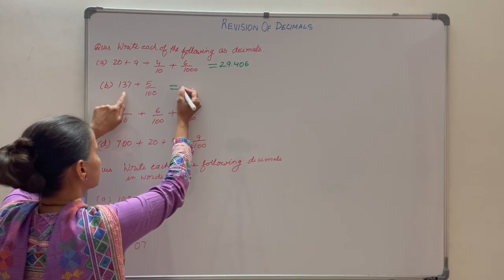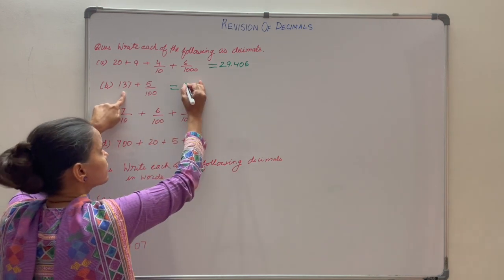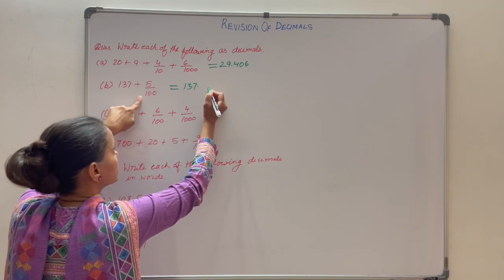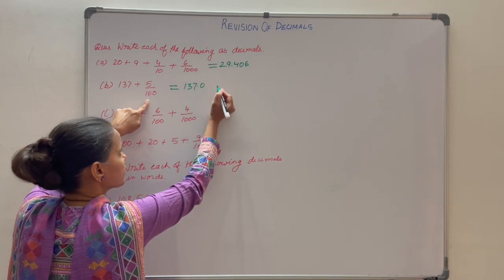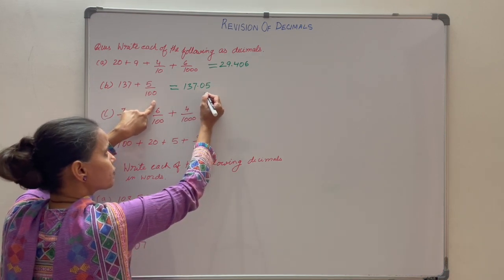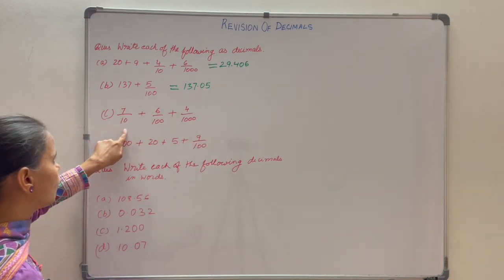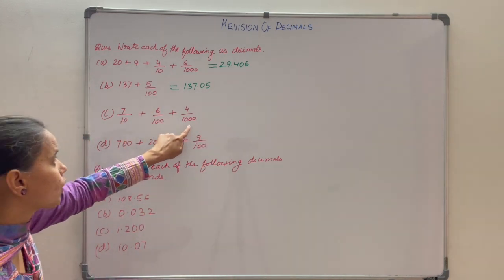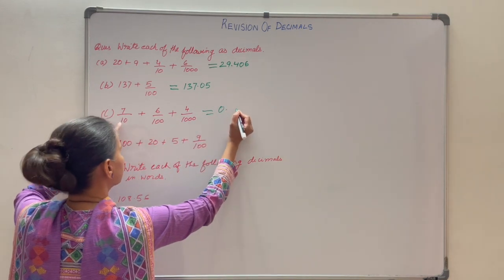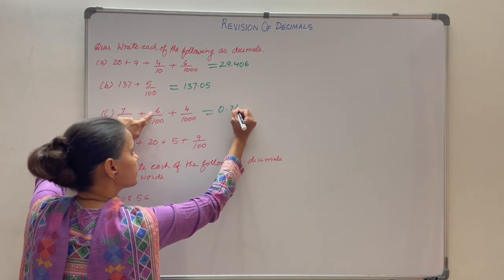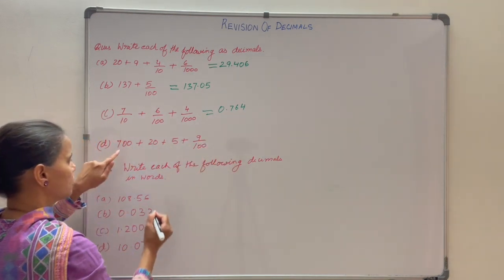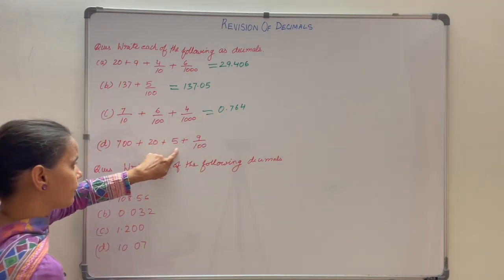Now let us take this question. 137 plus 5 upon 100. That means after the decimal point, tenths place no number is there, so 0. Hundredths place you have 5. So this is 137.05. Now all these are by 10, by 100, by 1000. That means all these digits are after the decimal point. Tenths place 7, hundredths place 6, thousandths place 4. So 0.764. This is 725.